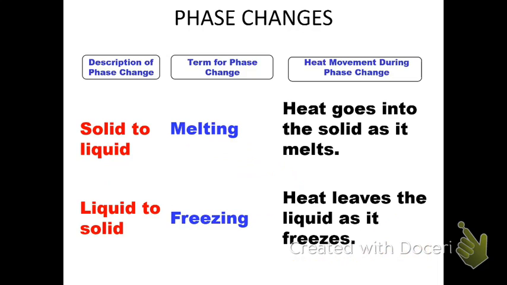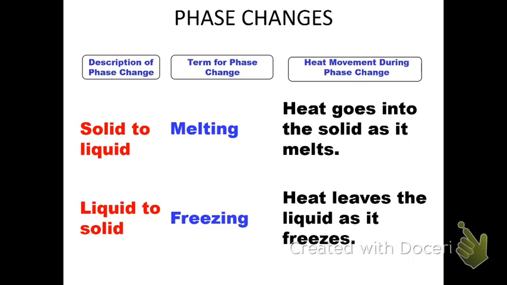So again, you go from a solid to a liquid. The term for that phase change is melting, and essentially when you melt, you're adding heat into the solid. And then again, when you go from a liquid to a solid, that is known as freezing, and heat leaves the liquid as it freezes.